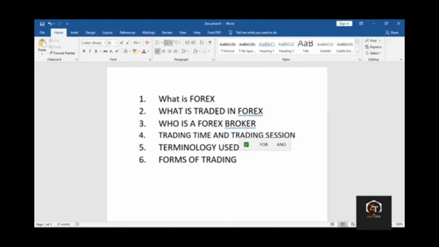And terminology used in forex. When you talk about terminology, you as an engineer have your own terminology used as an engineer. A doctor has their own terminology. Forex trading has its own terminology. Now the sixth one is forms of trading. You need to understand what we mean by forms of trading.